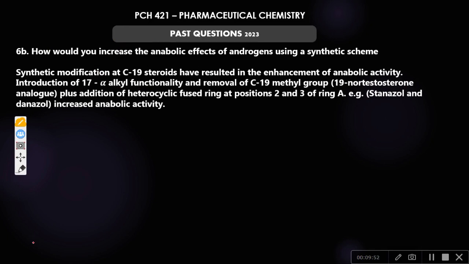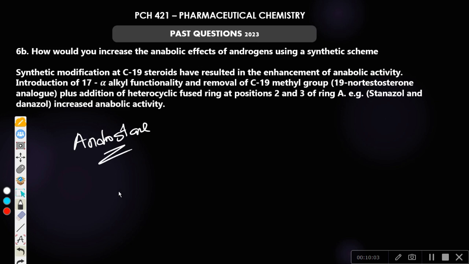Now, how would you increase the anabolic effect of androgens using a synthetic scheme? How do you increase the anabolic effect of androgens? Now, the androgens have the androstane basic nucleus, right? That is where you still have the testosterone and the rest, the steroids. What you do in that case is very easy. Synthetic modification at carbon-19 of the steroid has resulted in the enhancement of anabolic activity.